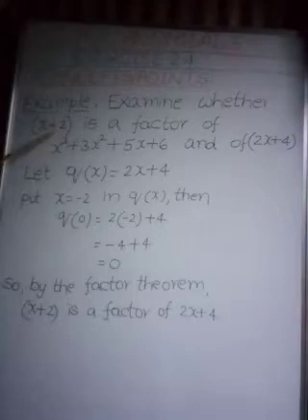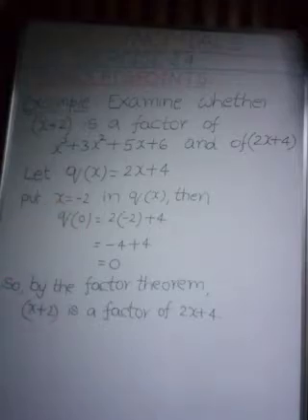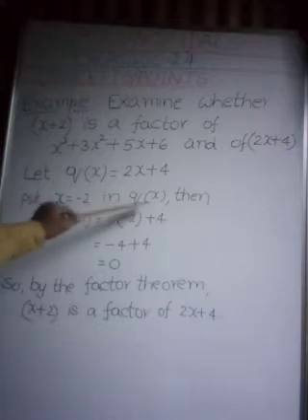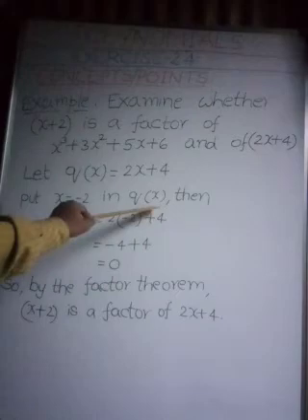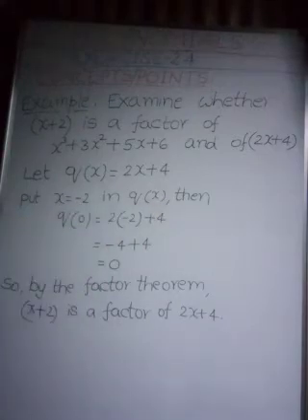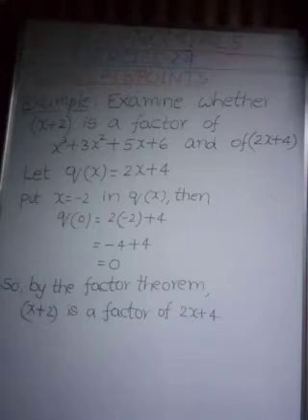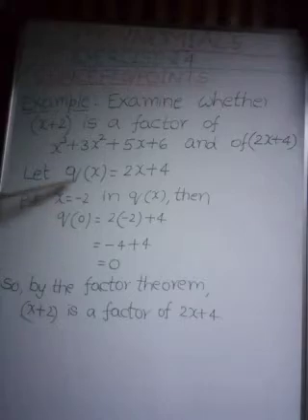What is the 0 of this polynomial? Minus 2. We have already found it. That is why I am not finding the 0 of the polynomial again. So put x is equal to minus 2 in q of x. We are substituting x is equal to minus 2 in q of x. What does it mean? We are finding the remainder. Understood, my dear children? Then what will you get here? Q of minus 2.